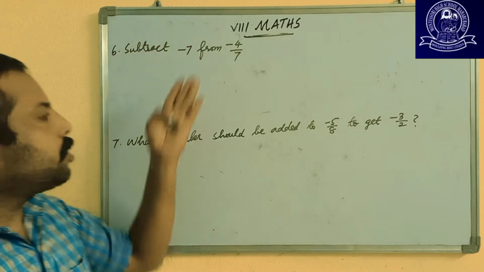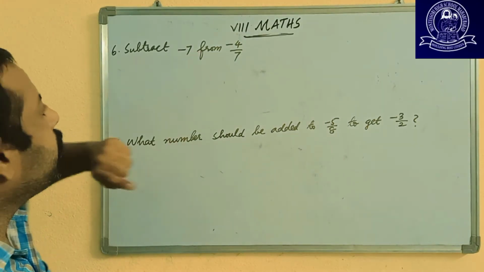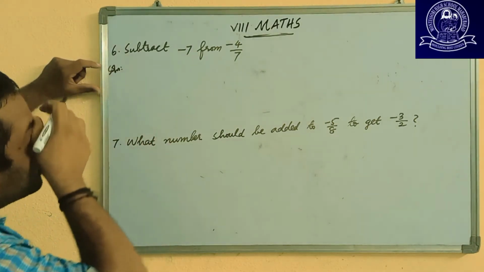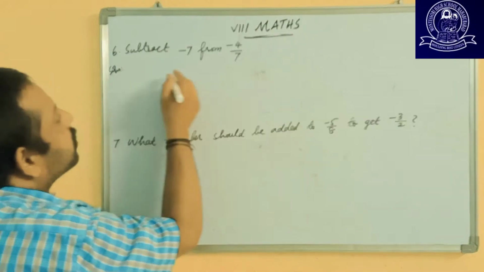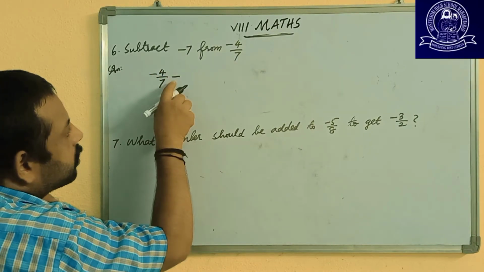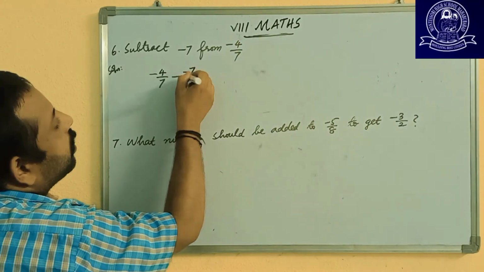Let us solve these two problems now. Subtract minus 7 from minus 4 by 7. Minus 7 from minus 4 by 7. That means it should be written first. Minus 4 by 7 minus, subtraction. We have to subtract minus 7. That you have to write like this.